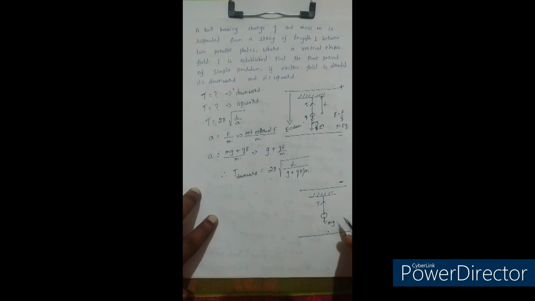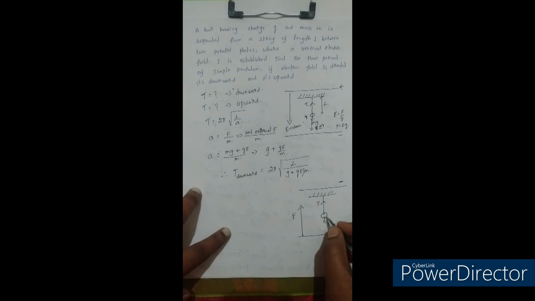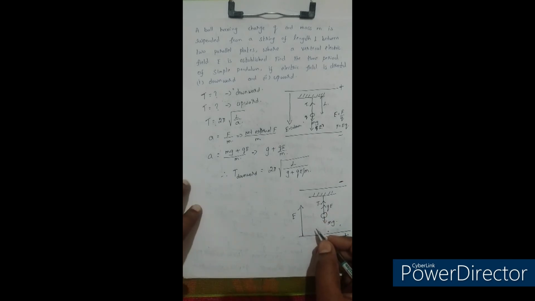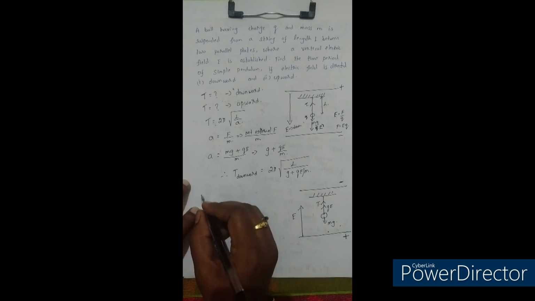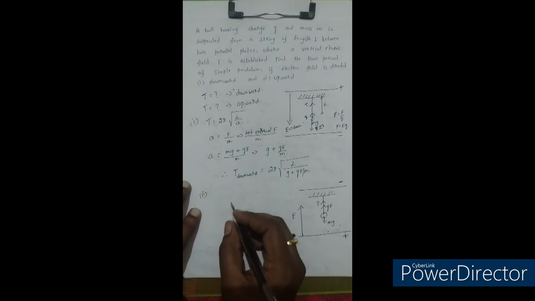The electric field is from down to up. So what will be the direction of the electrical force, children? The electrical force will always act in the direction of the field for a positive charge. So your QE force will also be acting in the upward direction. This is your first case and this is your second case.